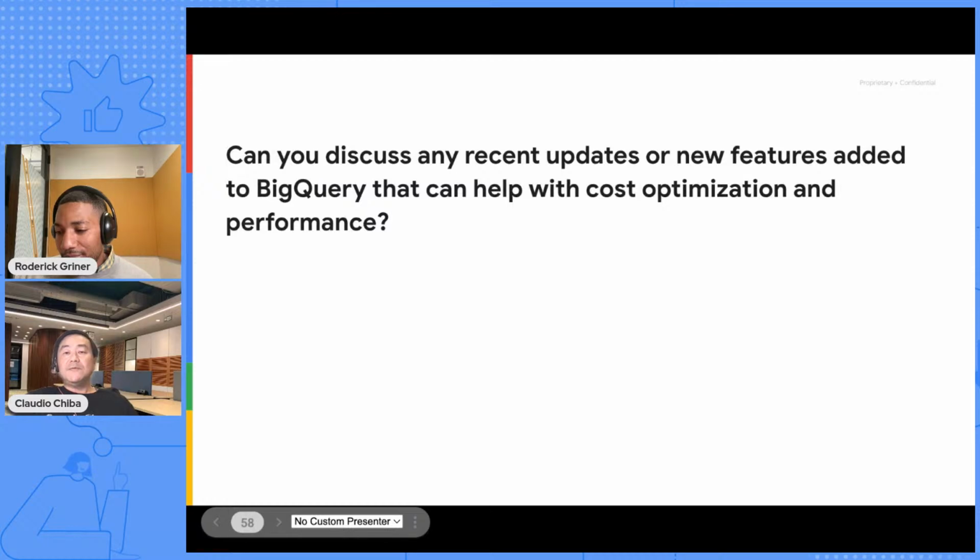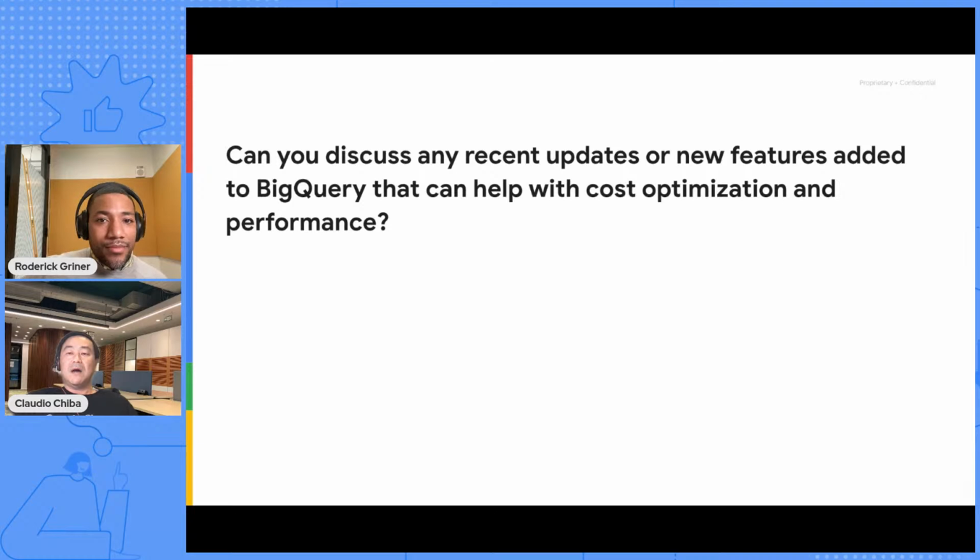Can you discuss any recent updates or new features added to BigQuery that can help with customization and performance? There is a very good feature that I did not mention, that is the auto-scaling. With auto-scaling for slots, you can also hire and configure auto-scaling. You configure a base number of slots, and the maximum amount of slots that you need to use when you need more slots to process the queries. The auto-scaling is a very nice feature that we launched, I think, three weeks ago.